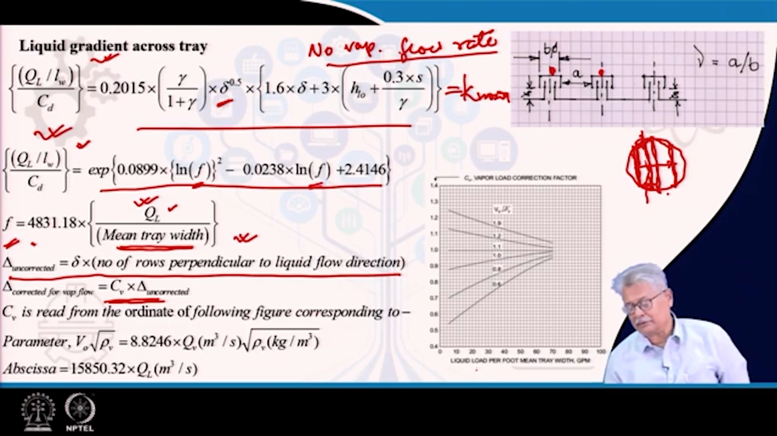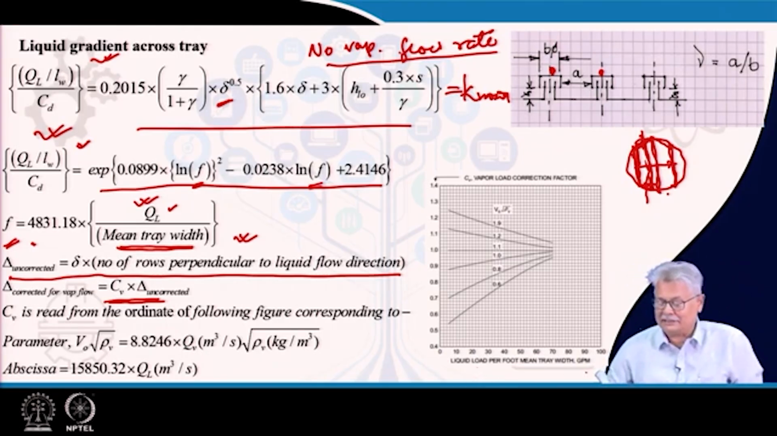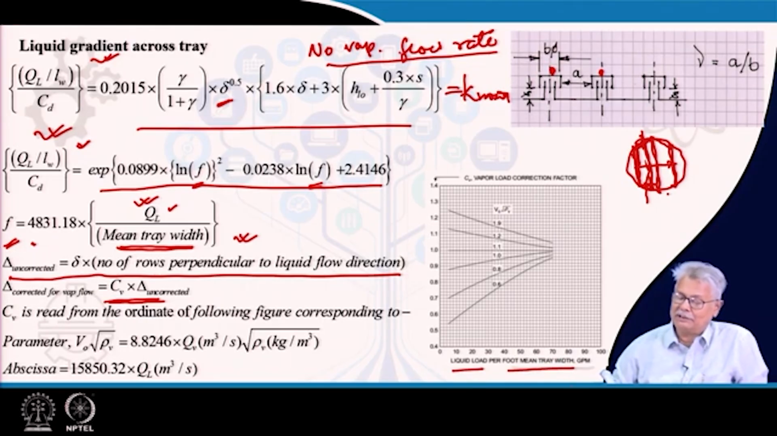This graph typically has on the x axis GPM, which is the liquid load per foot of mean tray width. That means if you have a tray width of LW in feet, the flow rate of liquid in gallons per minute, US gallons per minute, in fact, this is US GPM. In that case, you will know what exactly is going to be your liquid load per foot of mean tray width.